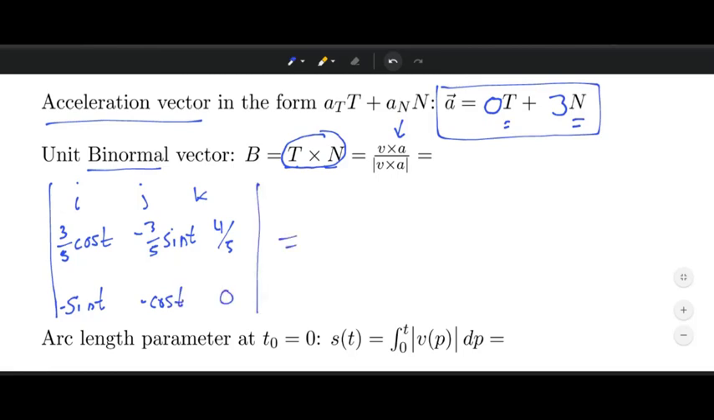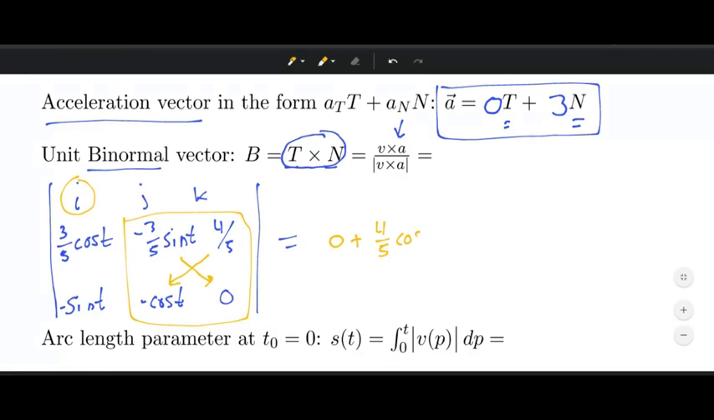All right, jumping right into our cross product, when we're focused on the i component, we take the determinant of the 2 by 2 in this corner over here, which is negative 3/5 sine t times 0. So that's just 0 minus 4/5 times negative cosine t. So minus a minus turns into a plus.